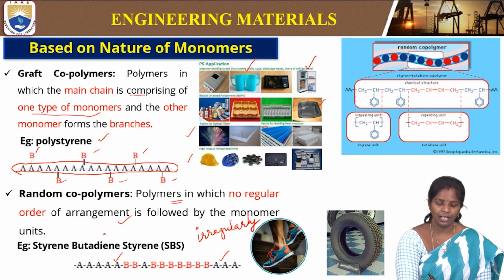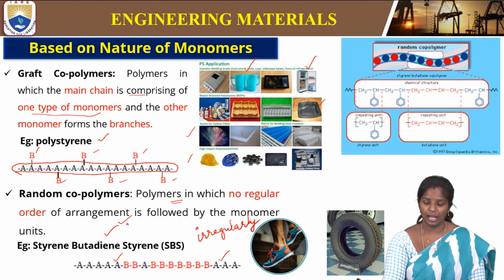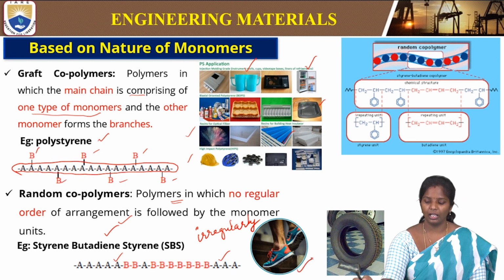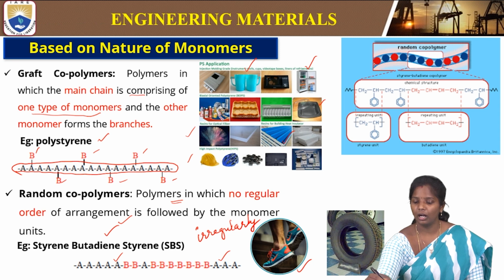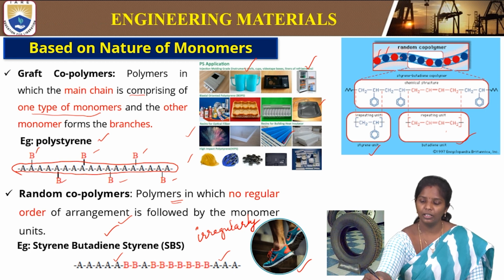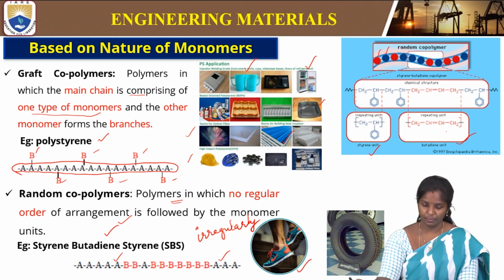So the example is styrene butadiene styrene. This is a very good example that we use in our daily footwear, and also automobiles. Here, the red and blue are the two different monomers involved in a random copolymerization. So there is no regularity. This is the styrene unit and the butadiene unit. In the long chain, there is no regularity. The red one indicates the butadiene unit and the blue one indicates the styrene unit. So this is how the random copolymer takes place.